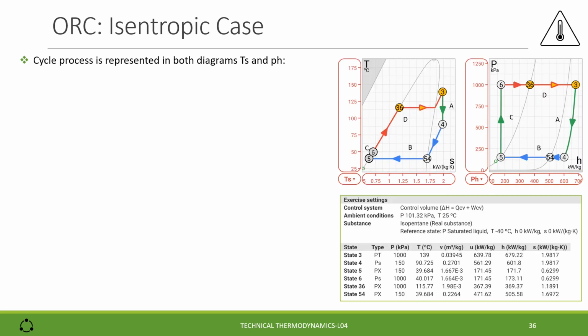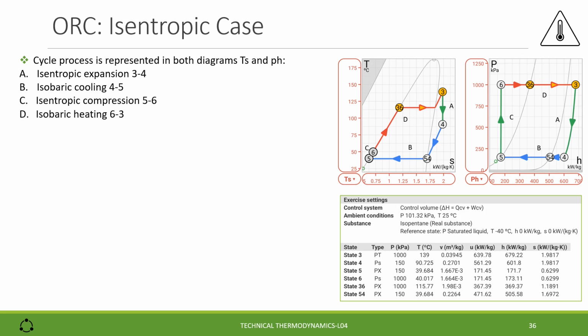The cycle process is represented in both diagrams TS and PH. The transformation A is the isentropic expansion 3-4. The transformation B is the isobaric cooling 4-5. The transformation C is an isentropic compression 5-6. The transformation D is an isobaric heating 6-3. The numbers of the steps do not correspond to the ones seen in slide 34.